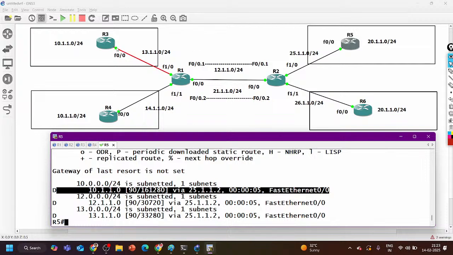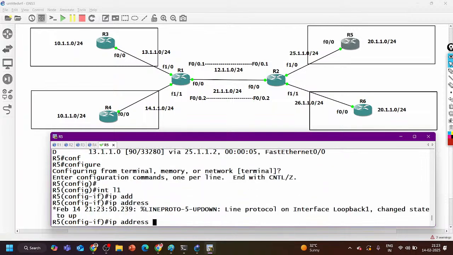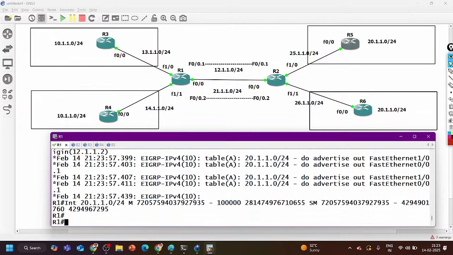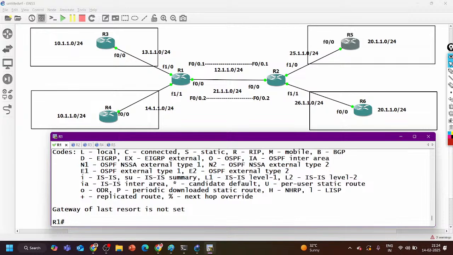Now guys, can site 1 and site 2 of the customer communicate? Yes, they can communicate. Here also we can create a loopback. Interface loopback 1, IP address 20.1.1.1 255.255.255.0, and go to router 1, check the routing table. Show IP route EIGRP. Soon the 20 subnet will come here.